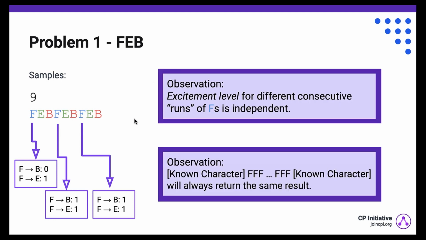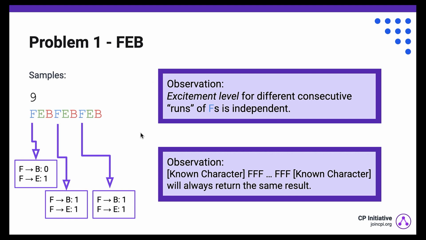The first of which is that the excitement level for different consecutive runs or contiguous substrings of Fs is independent from the other ones. So no matter what the value of the first F is, that won't affect the value of the other contiguous Fs. And then our second observation is that the possibilities for F will always be deterministic given the amount of Fs and the starting and ending character.